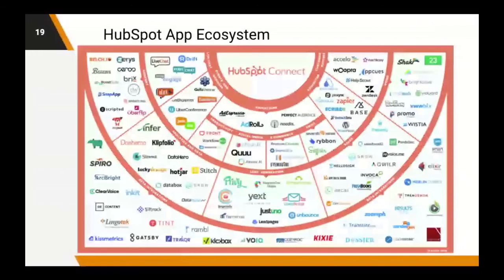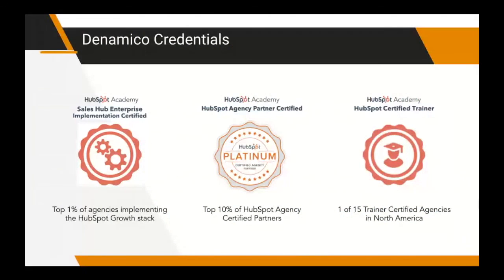Now, Dynamico, where do we come into play? I mentioned this before that we're a platinum partner. We're also Sales Hub Enterprise Implementation Certified, which is top 1% of agencies implementing the HubSpot growth stack. We look at ourselves as growth partners, partnering with your sales and marketing teams. We're also a certified trainer, 1 out of 15 trainer certified agencies in North America.